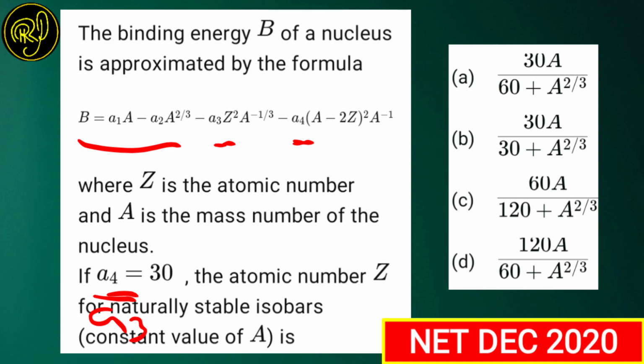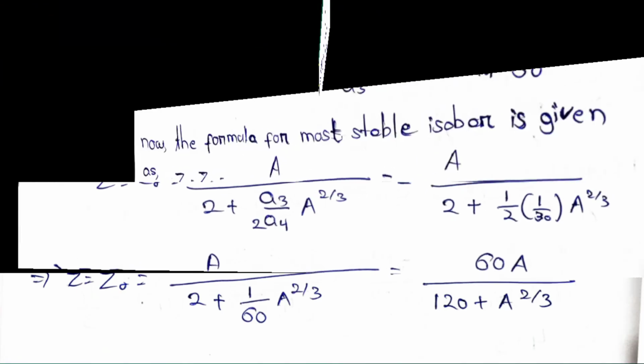The first formula is 30A by 60 plus A to the power 2 by 3. Second formula is 30A by 30 plus A to the power 2 by 3. Third formula is 60A by 120 plus A to the power 2 by 3. And fourth formula is 120A by 60 plus A to the power 2 by 3. Among all the given 4 options, you just have to choose which option is correct. So now let us solve it.